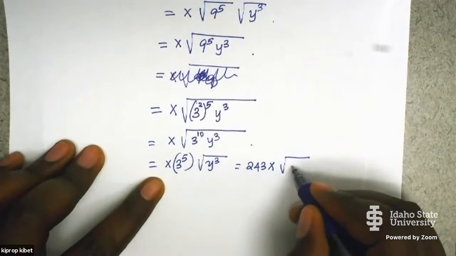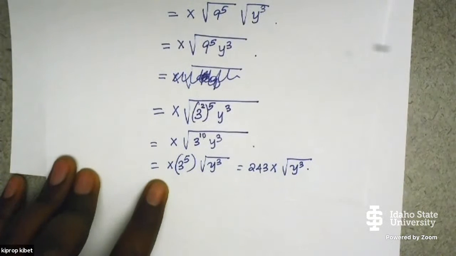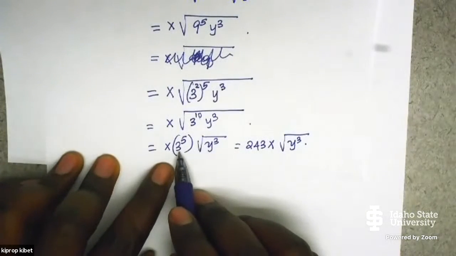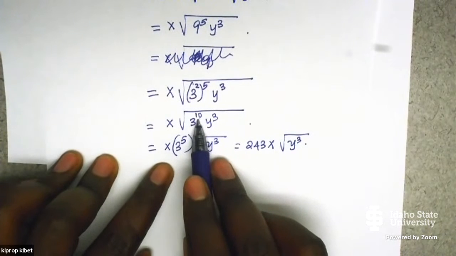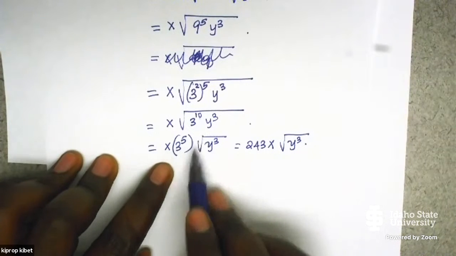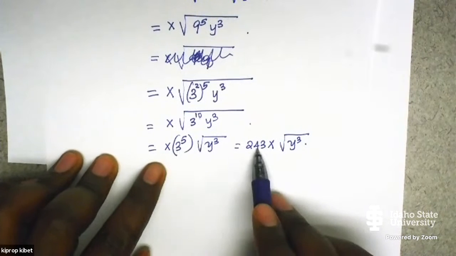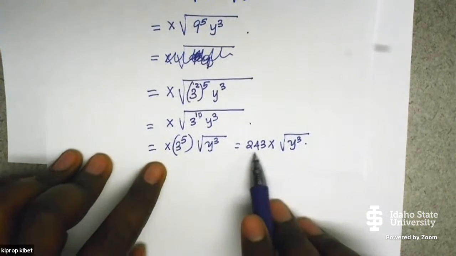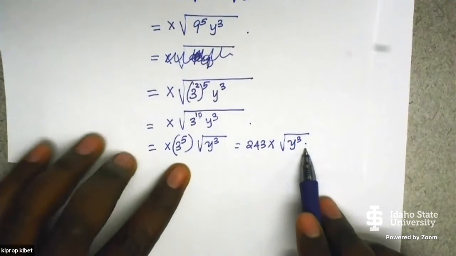Then the square root of y raised to 3. Here you get a square root. The square root of 3 raised to 10 is 10 over 2, which is 5. You factor it out. So 3 raised to 5 multiplied by x. 3 raised to 5 is 3 multiplied 5 times, and you get 243 times x, and then the square root of y raised to 3.